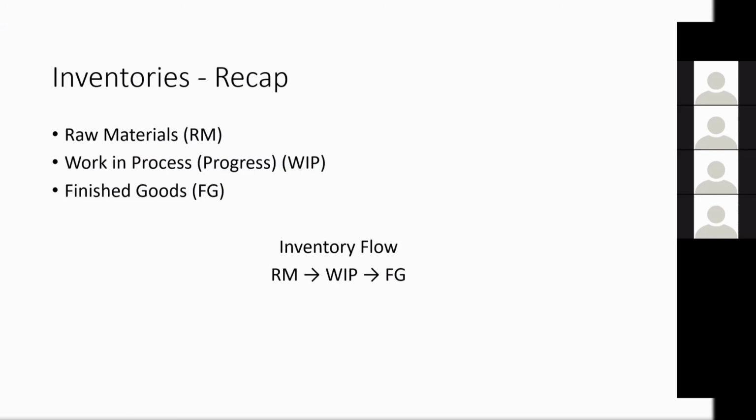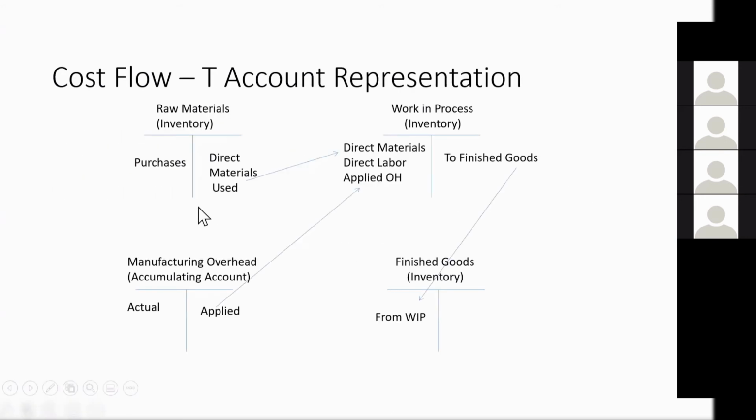The next slide I've got here is just a T account representation. So I have raw materials. If I make purchases, I debit it. If I use it, I credit, I reduce the raw materials inventory and move it over to work in process. My direct labor just comes from some sort of salary account, okay?